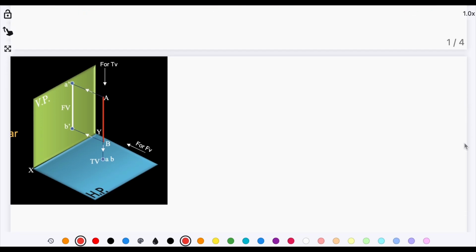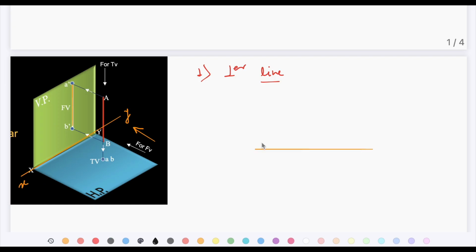For example, this sketch represents the first scenario, that is a perpendicular line. For time being, we have considered a line perpendicular to the horizontal plane. It is perpendicular to this horizontal plane, and you can see it is parallel to the vertical plane. Now in this case, if you draw its front view, that is when you look at the line in this direction, it is going to be a straight line. The intersection of the horizontal and vertical plane is going to represent our xy reference line. In this scenario, the front view is going to be a straight line which is perpendicular to the xy line.